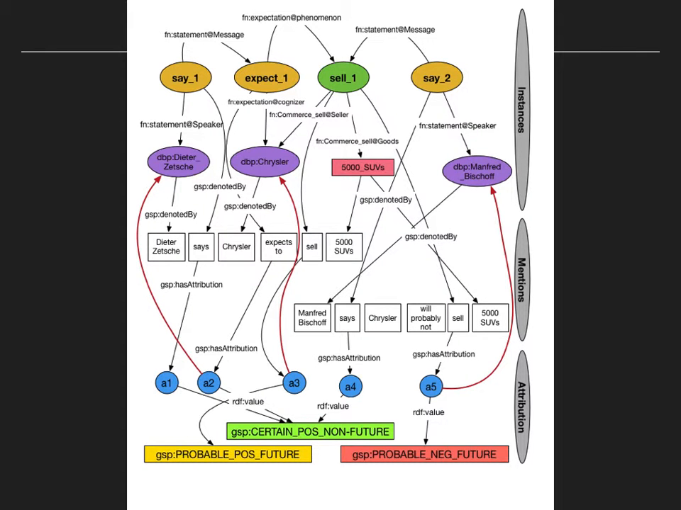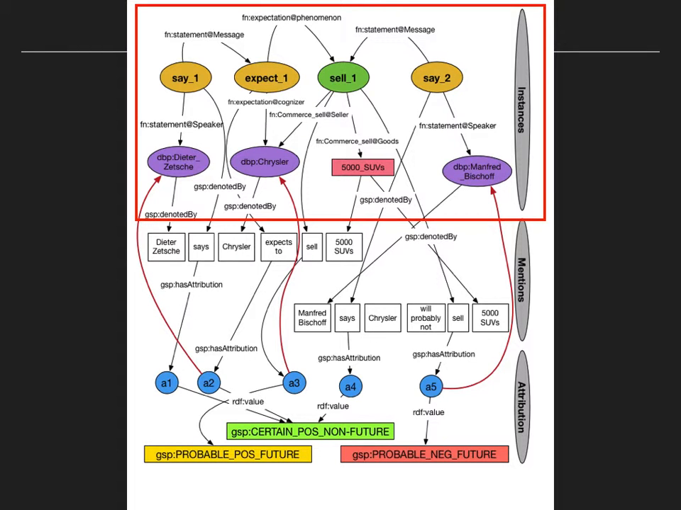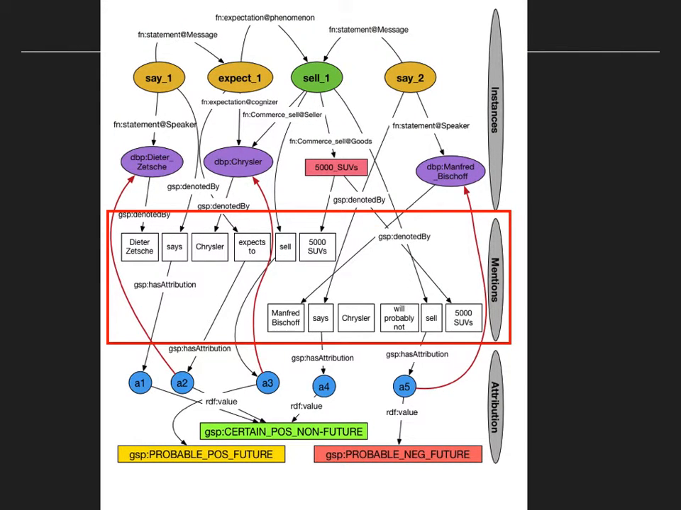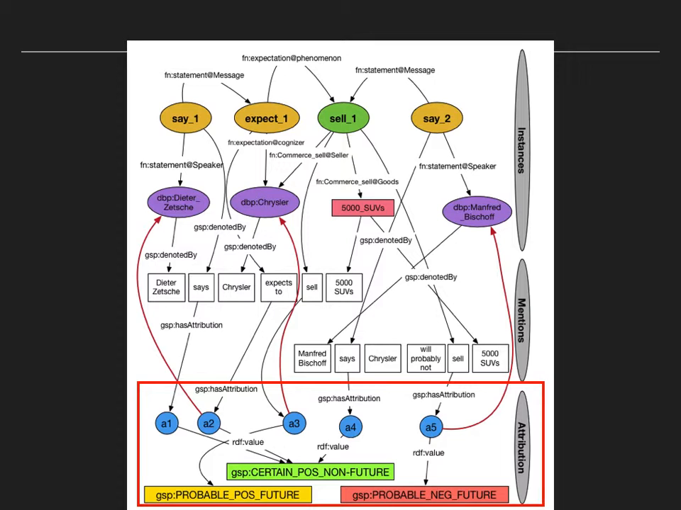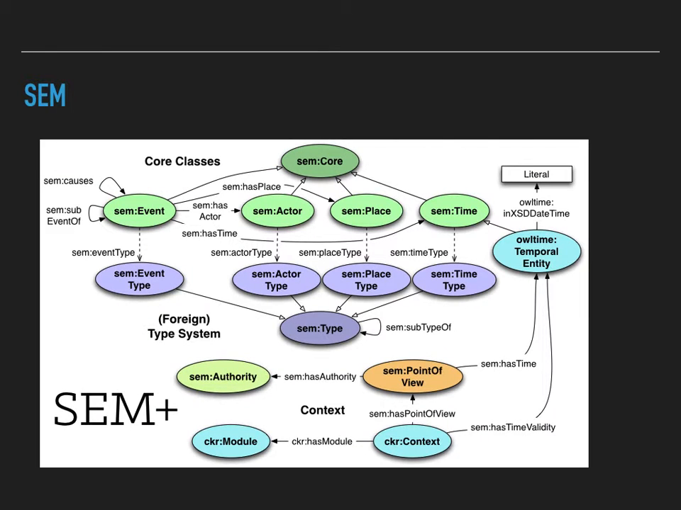We start with a simplified overview of the overall data representation. We can distinguish three layers in this representation: the instance layer, the mention layer, and the attribution layer. We will go through each layer individually, starting with the instances. As mentioned previously, we used a simple event model to model events.